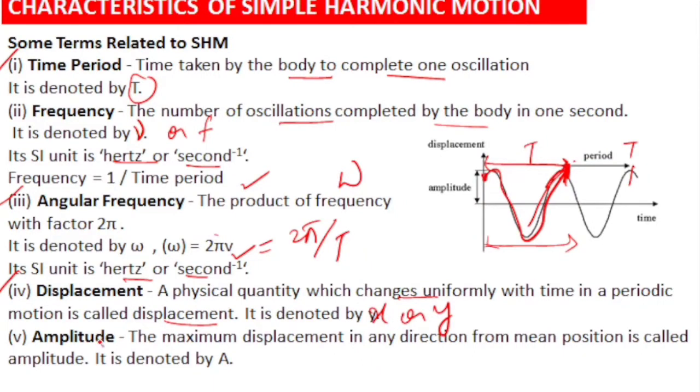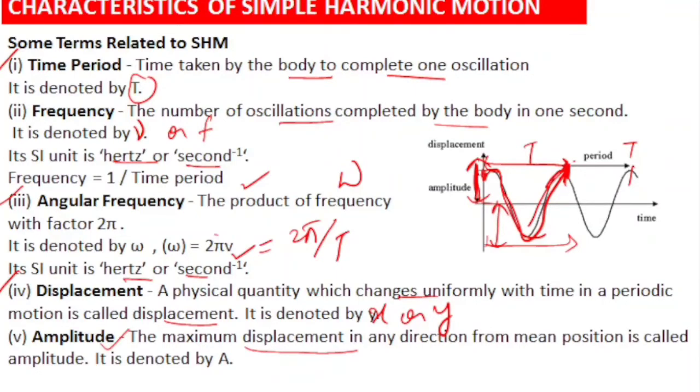And what do you mean by amplitude? The maximum displacement in any direction from the mean position. This is the maximum displacement at any time, and this one is called amplitude, the maximum displacement. Displacement changes with time. When the body moves with time, it moves like this, so its displacement changes with time. But the maximum displacement in both directions, plus A or minus A, is called amplitude.